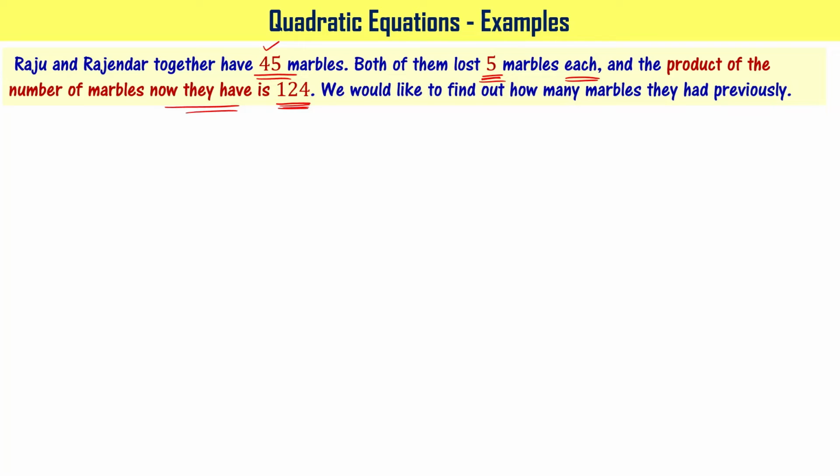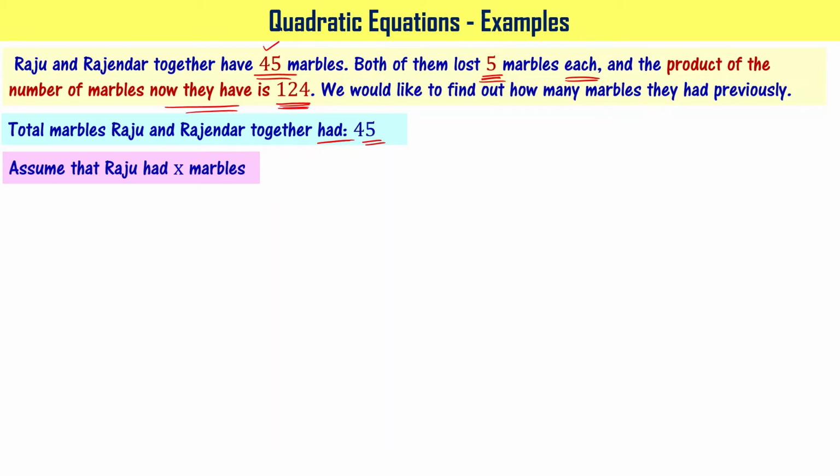So to convert this into a quadratic equation, let me start writing what they have given in the problem statement. The first statement says that the total marbles Raju and Rajendra together had earlier was 45, right? Now let me assume that initially Raju had x marbles.